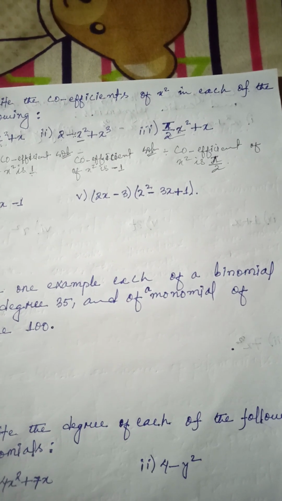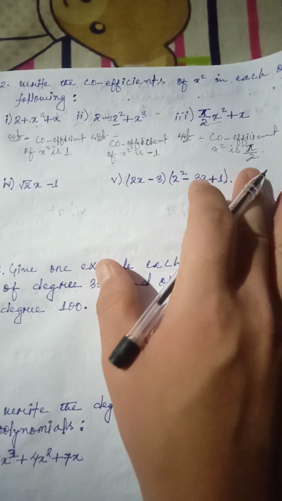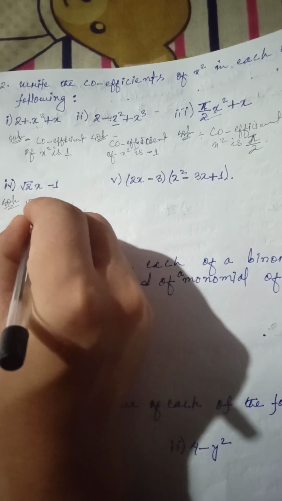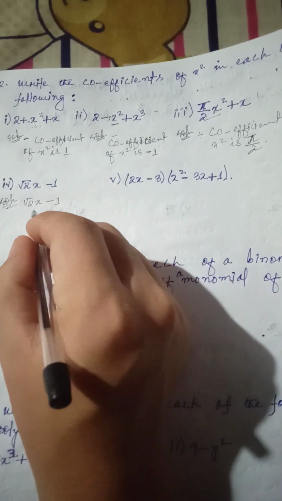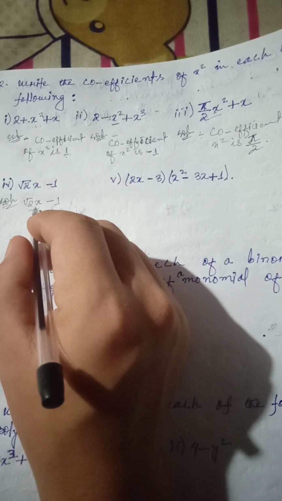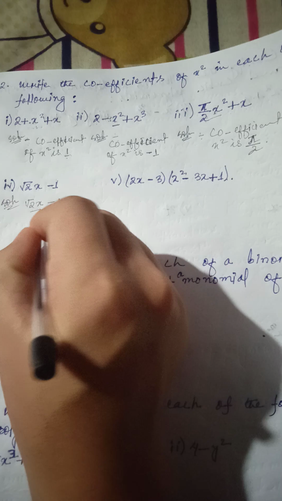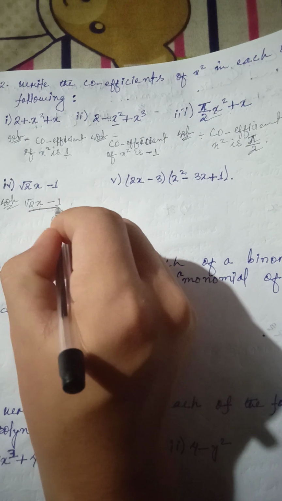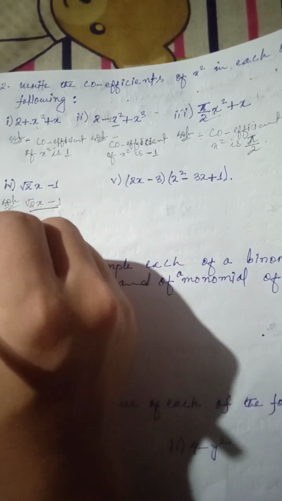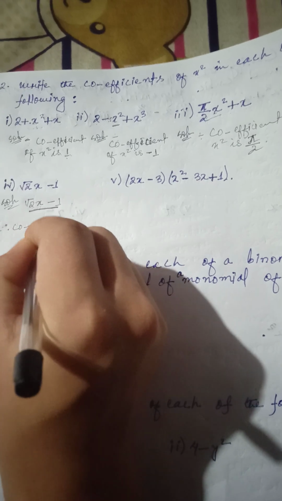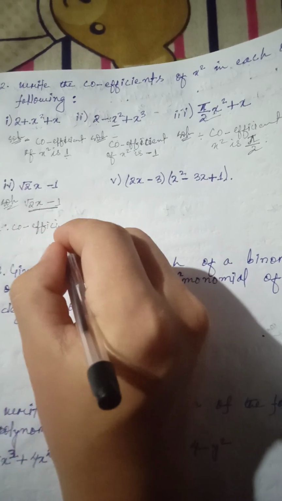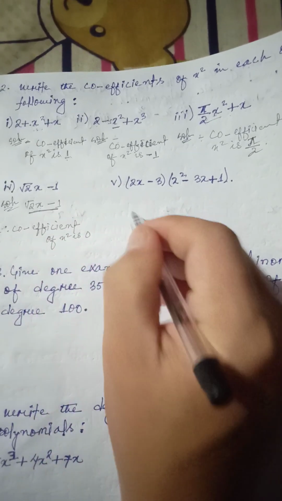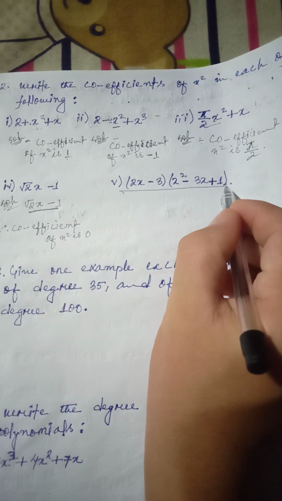Then let us proceed to Roman number 4. As we can see here, in Roman number 4 we have root 2x minus 1. According to the question, we are going to find the coefficient of x squared. Here we don't have any x squared. That means the coefficient of x squared in this polynomial should be 0. Now let us proceed to this Roman number 5.